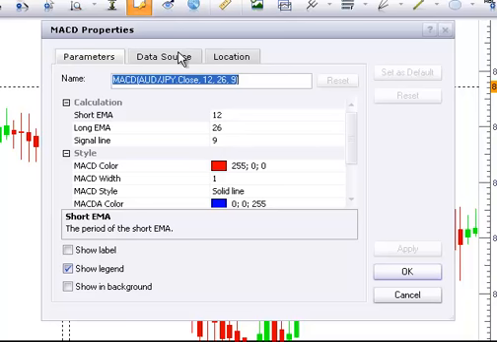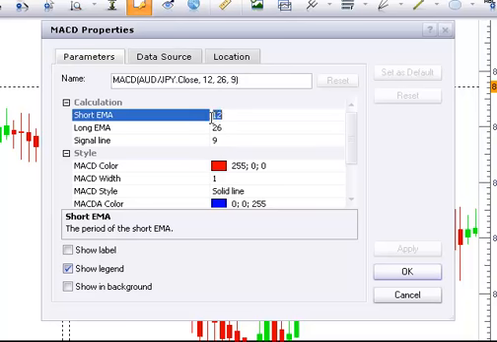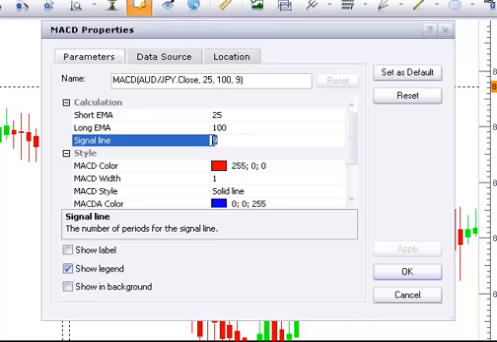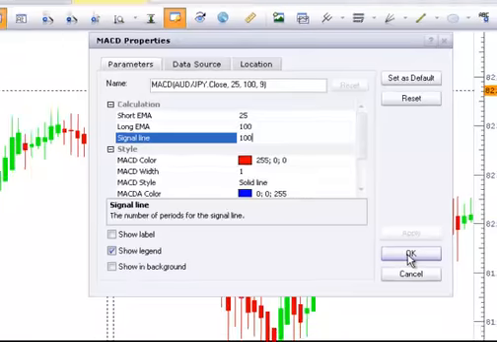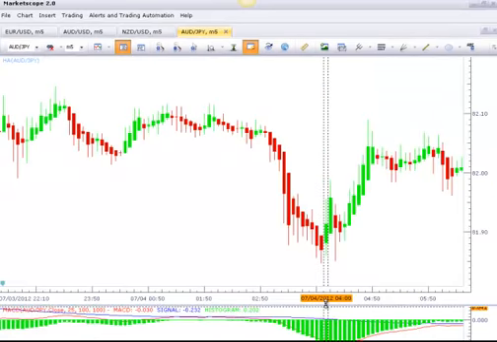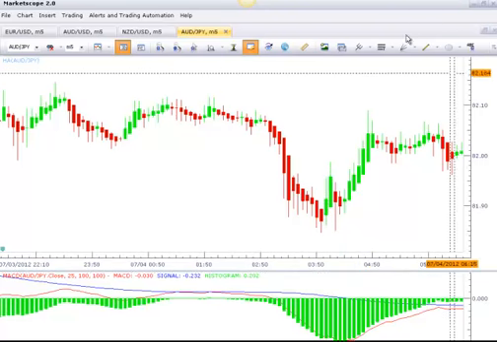But for now, what we want to do is change the 12 to 25. You double click on the long EMA and change it to 100, and change the signal line to 100, and then you click on OK, and that's it. So let's expand this up a little bit so we can actually see what's going on.